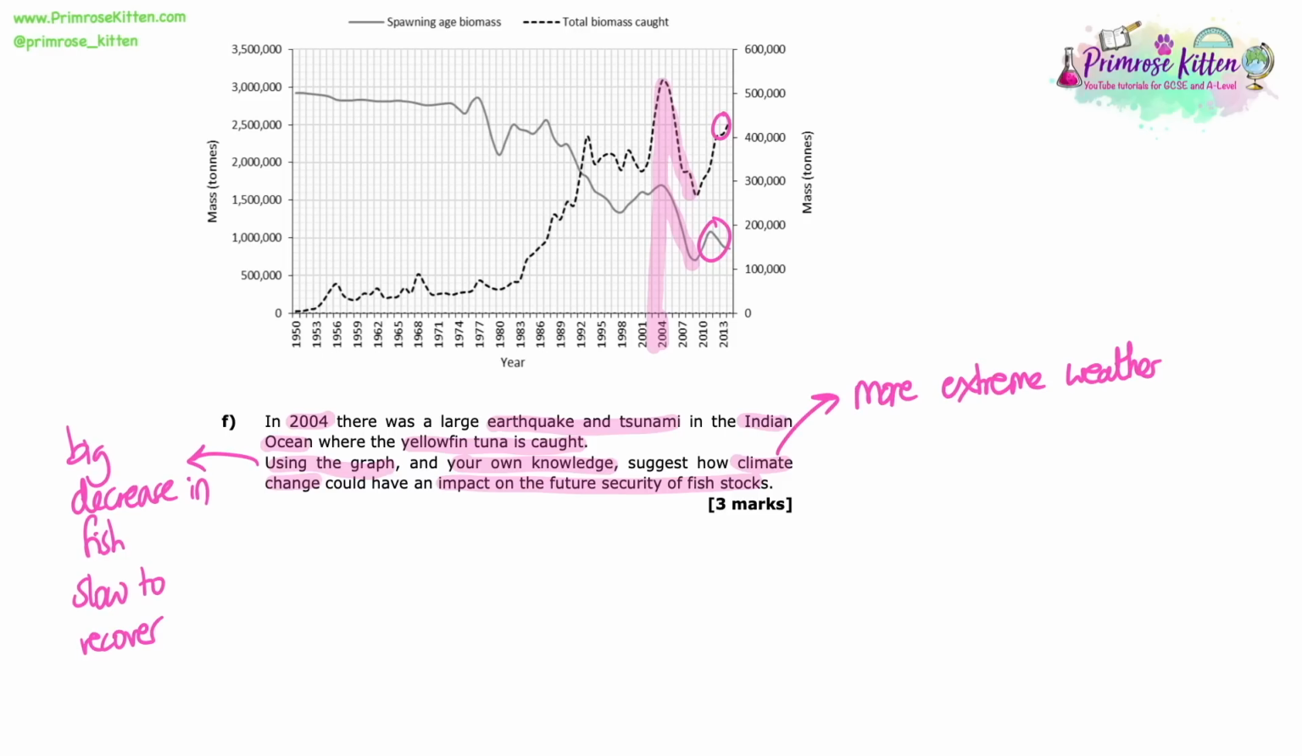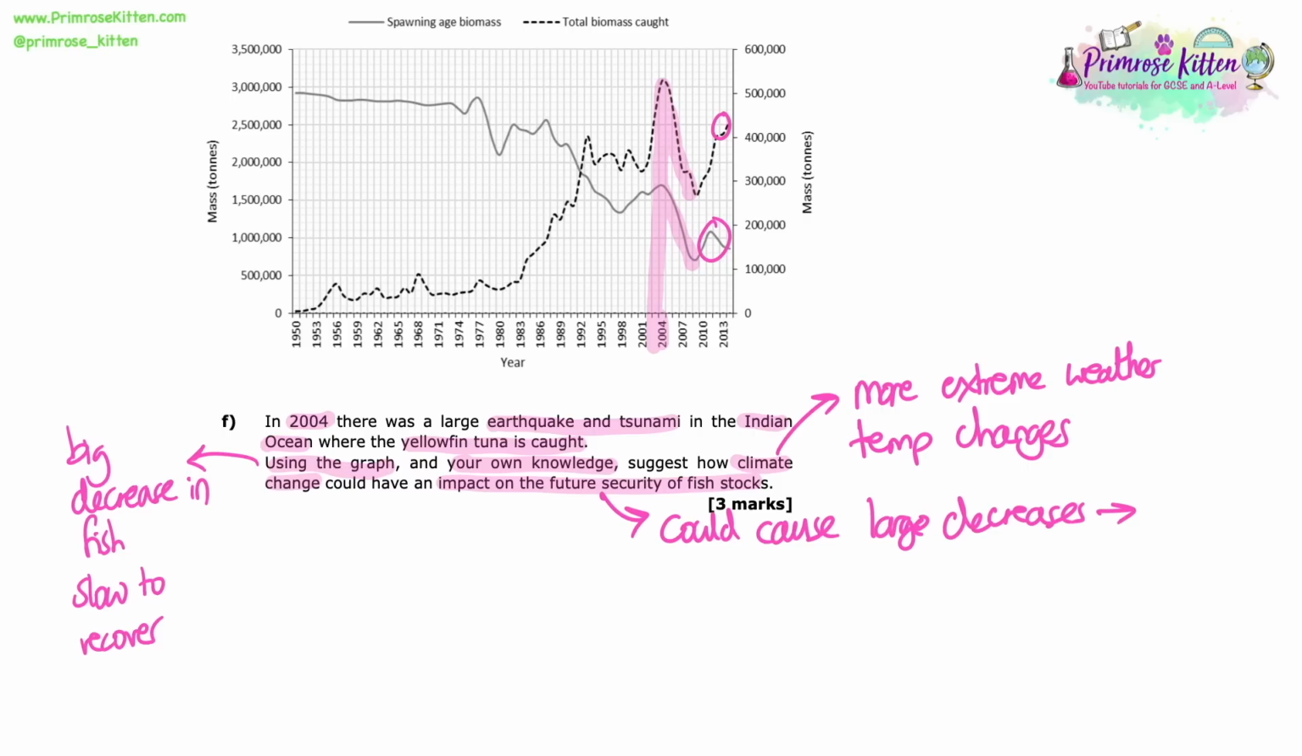Now we need to think about our own knowledge here, because it is a suggest question. So our own knowledge here about climate change. So that means more extreme weather or very extreme temperature changes, and how that's going to affect the future security. So these extreme weather changes, or temperature changes, whichever one you want to go for, could cause these large decreases in fish stocks, because they could cause fish to become extinct, or habitats to change, or they could migrate and move away from the Indian Ocean. There's lots of explanations we can give here that are linked to climate change, and it could cause these large decreases that then may take longer to recover.